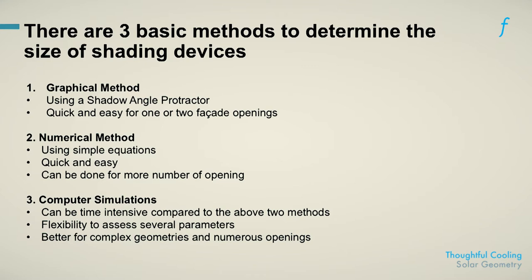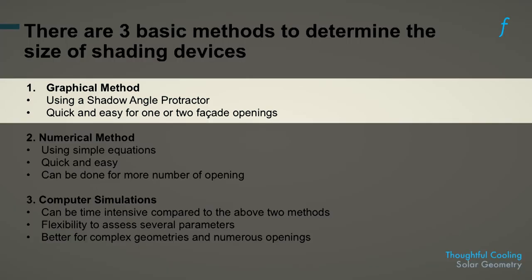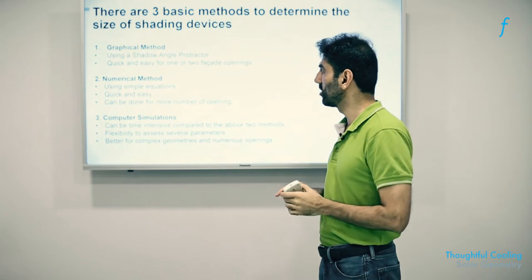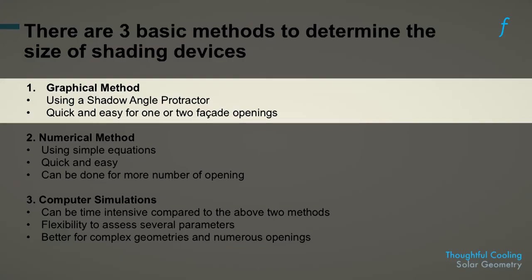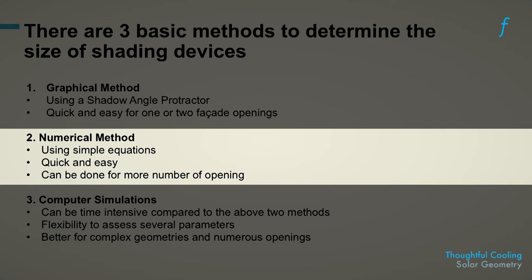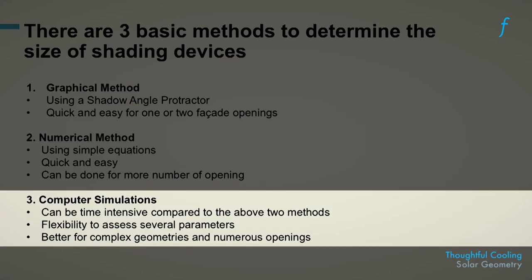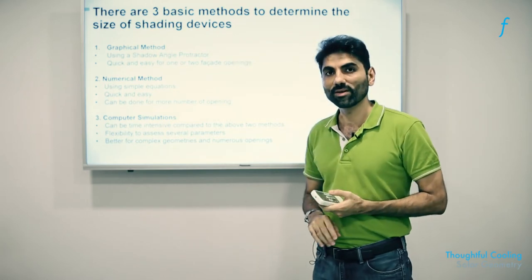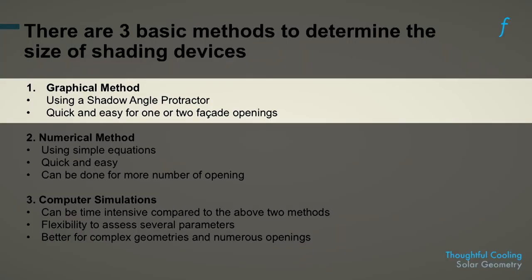The first method we're going to look at is called the graphical method, which uses what's called a sun angle calculator. It's very similar to the exercise we did with the azimuth and the altitude earlier. And the second is a numerical method, right? And that requires the use of spreadsheets, so on and so forth. So we're not really going to get into that. We're just going to focus right now on the graphical method. And computer simulations, again, can be done using sophisticated software. Again, not the subject of our training session today. So let's focus on what's called the graphical method of shading device design.